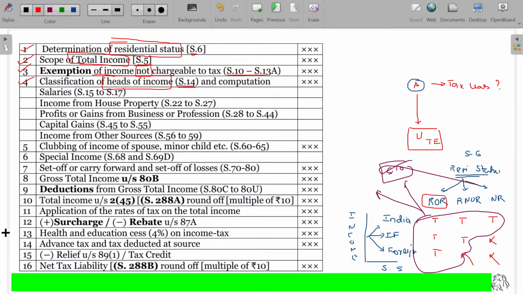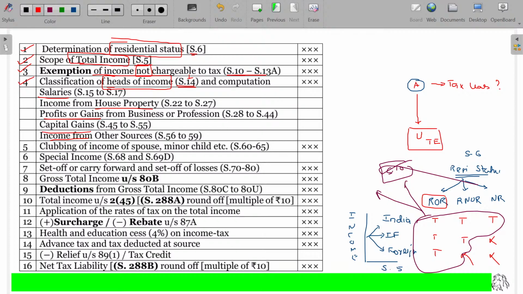Before that, section 14. Section 14 classifies income into 5 heads. For memory, 1 plus 4, 5 incomes. So section 14 is all about classifying income into 5 heads. Number 1, salaries. Number 2, income from house property. Number 3, profits or gains from business or profession. Number 4, capital gains. And number 5, income from other sources.